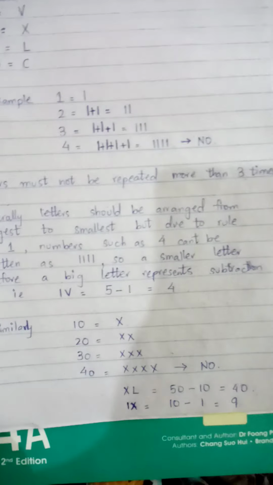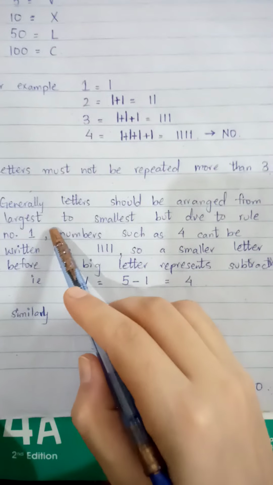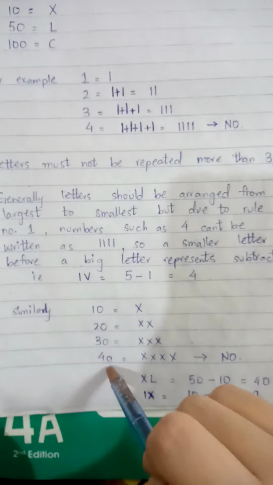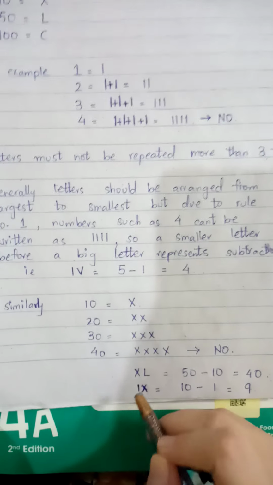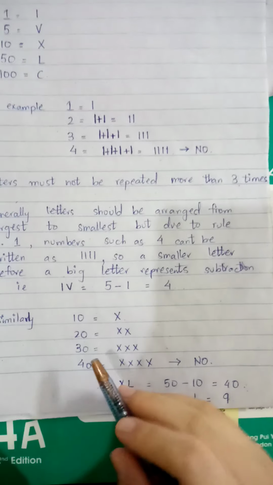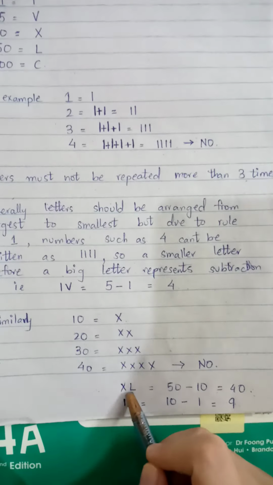Okay, so how will I write 40? I will apply rule number 2. Rule number 2 actually comes in. I will write it like this, XL. Here X is equal to 10 and L is equal to 50, right?